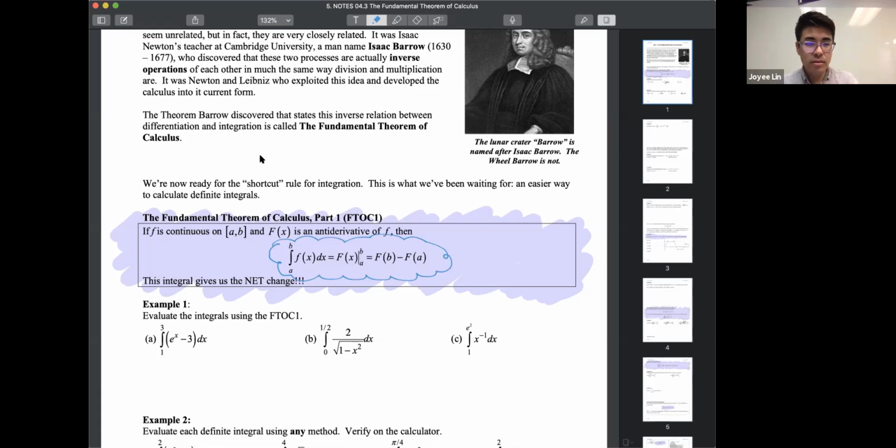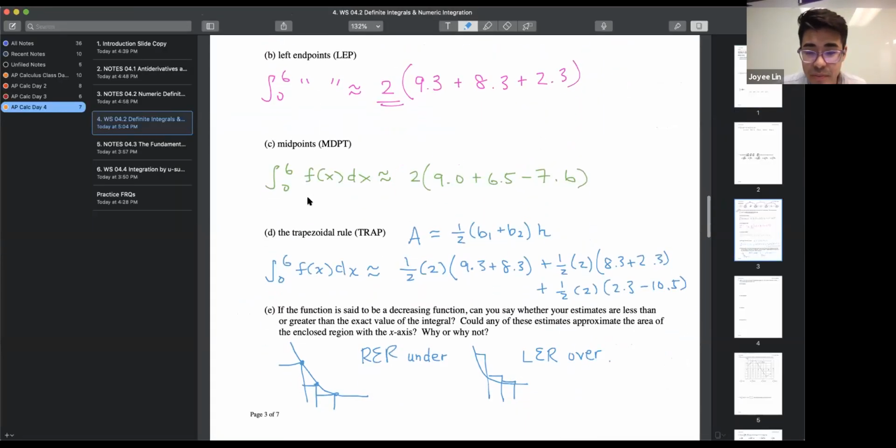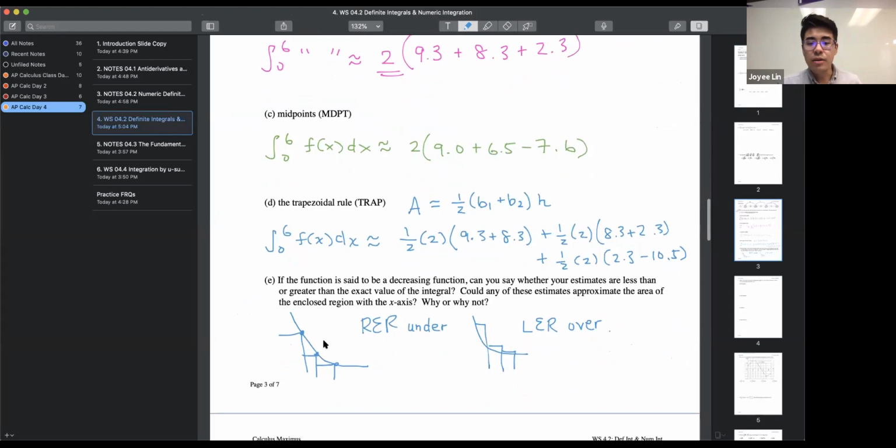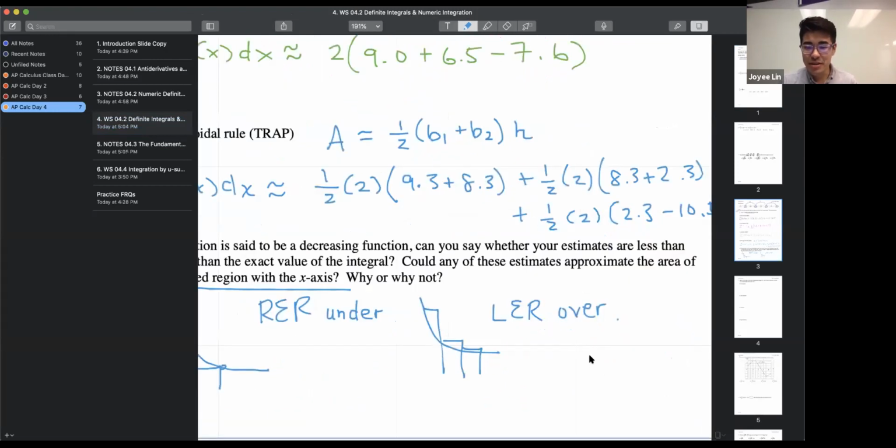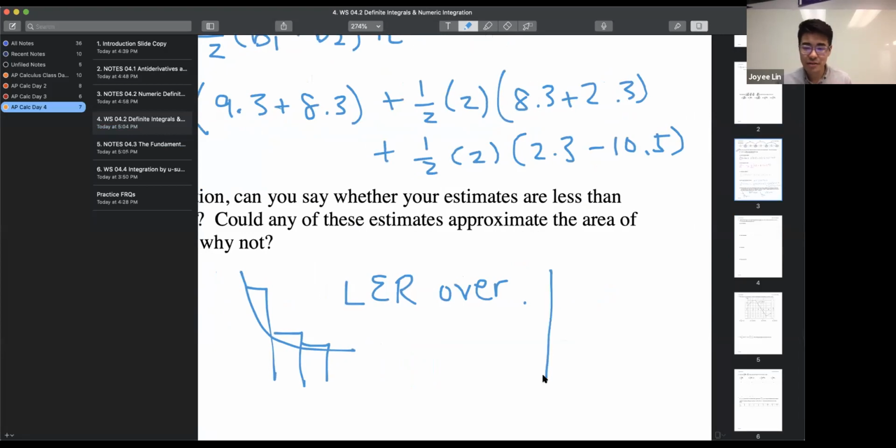I have a question. Could any of these estimates approximate the area of the enclosed region with the x-axis? That's actually the definition of an integral, right? So if you have a graph here, let me zoom in so I can draw a lovely graph, right? And then you have your graph here.